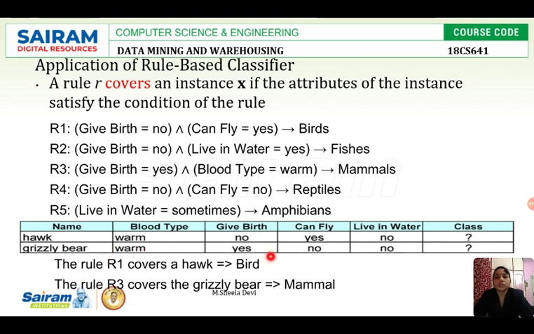Then see the second tuple, it is a grizzly bear. Gives birth is yes, and it cannot fly, and it does not live in water. So what is this category? First I go with the first attribute, gives birth. Gives birth is yes, it is there here. And blood type is warm, yes it is also warm. It satisfies these two conditions, so I will say that it is a mammal. So I will write here grizzly bear is a mammal.